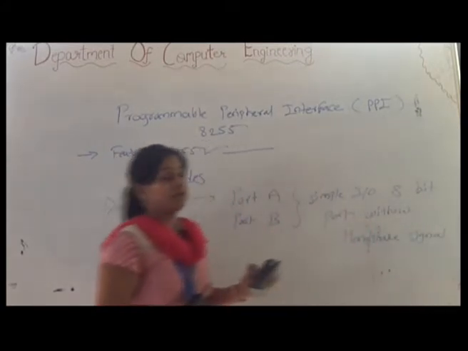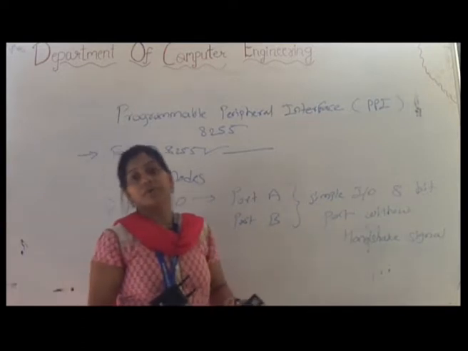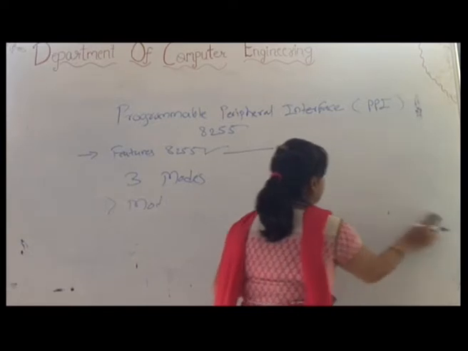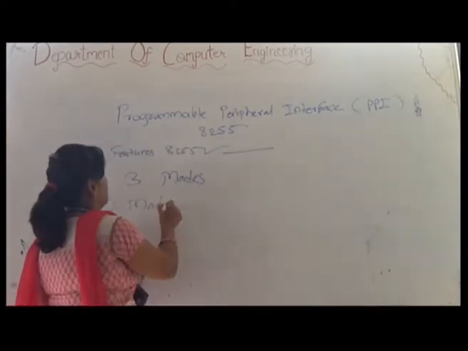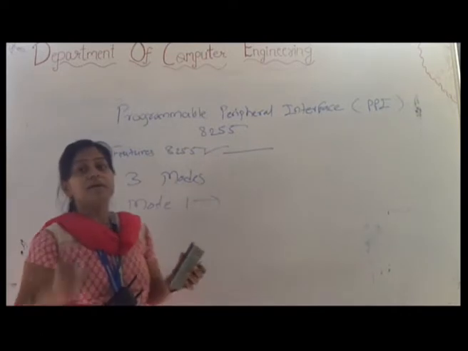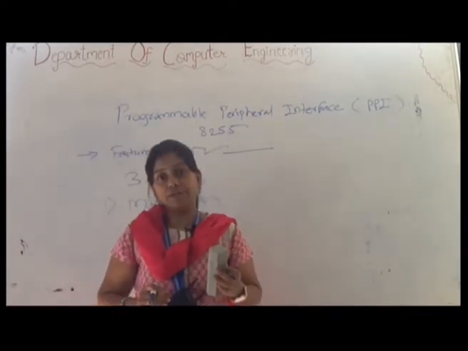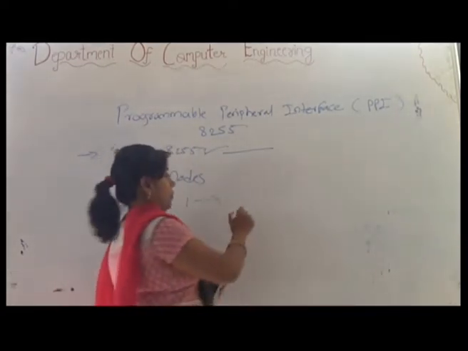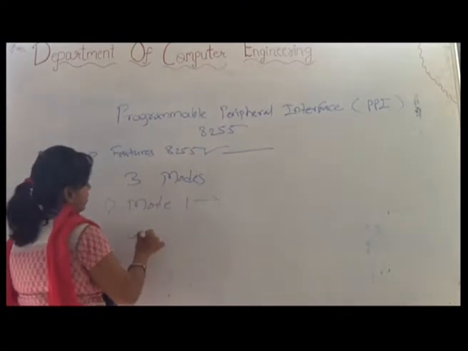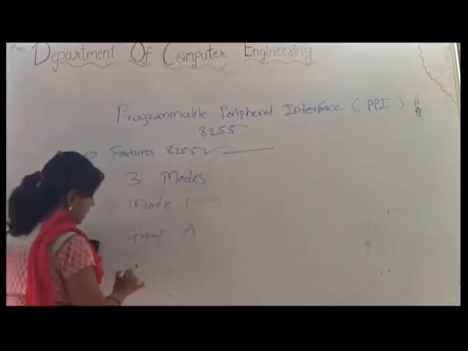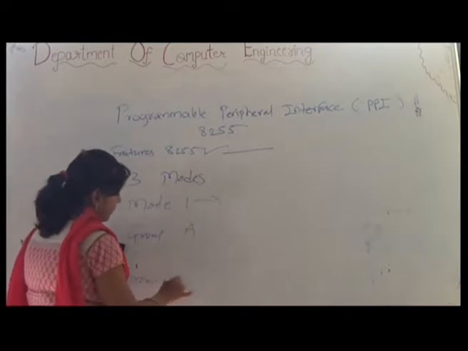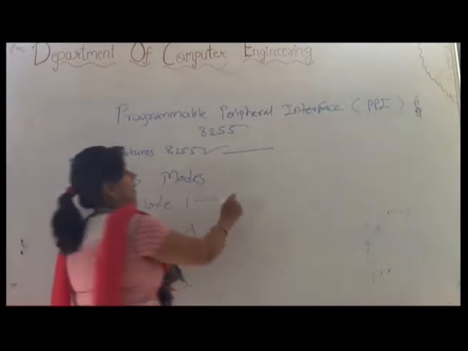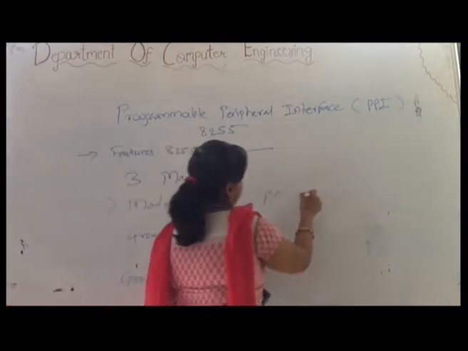Okay, this is about mode 0. Now next we'll see mode 1. As we know, mode 1 is input output with handshake. This mode is arranged as two groups, group A and group B. This mode 1 is arranged in two groups of 12 pins each.